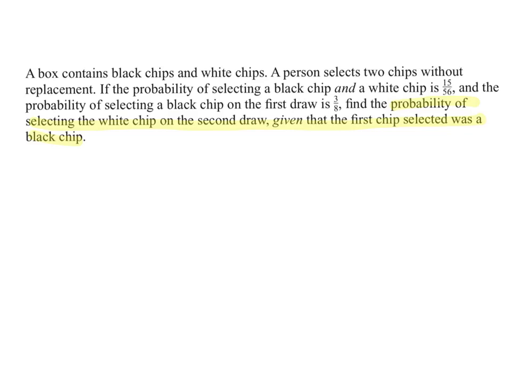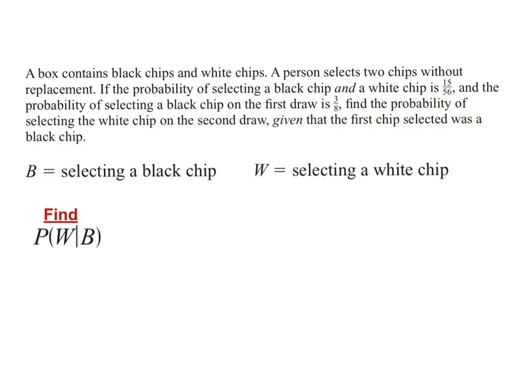Okay. So here's what we're really trying to find. We're trying to find the probability of pulling a white, knowing that a black has already been pulled. Okay, in this case, I'm going to do B equals the event of selecting a black chip. W is the event of selecting a white chip. Okay, so why don't you go ahead and try to use that formula to find out what the probability of pulling the white, knowing that a black's already been pulled, is. So that formula that we had on the previous screen, that's the one you want to use. So give that a shot.